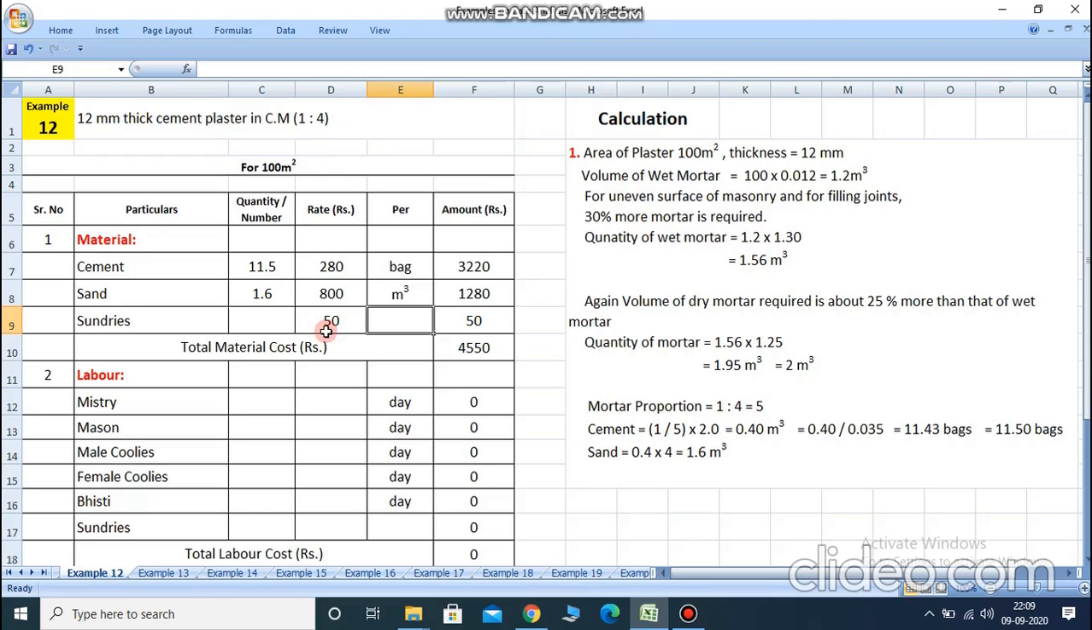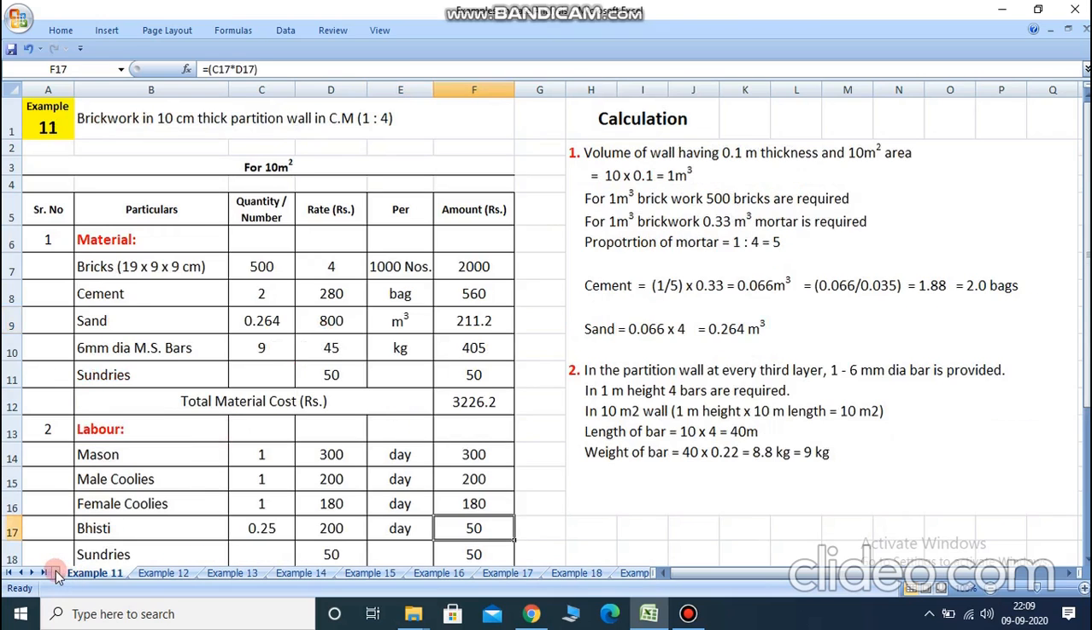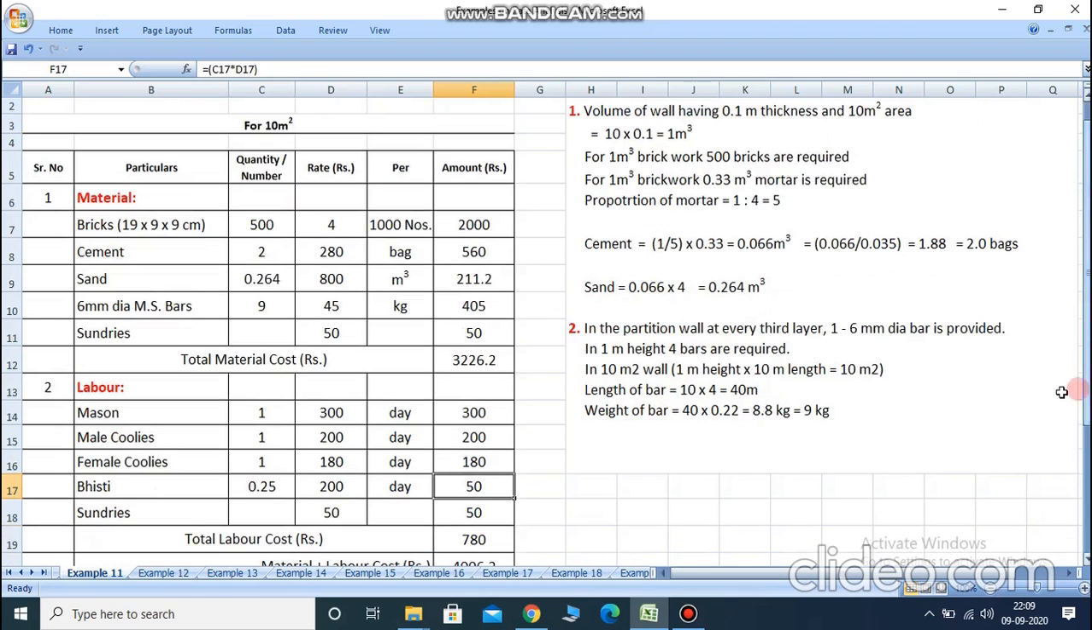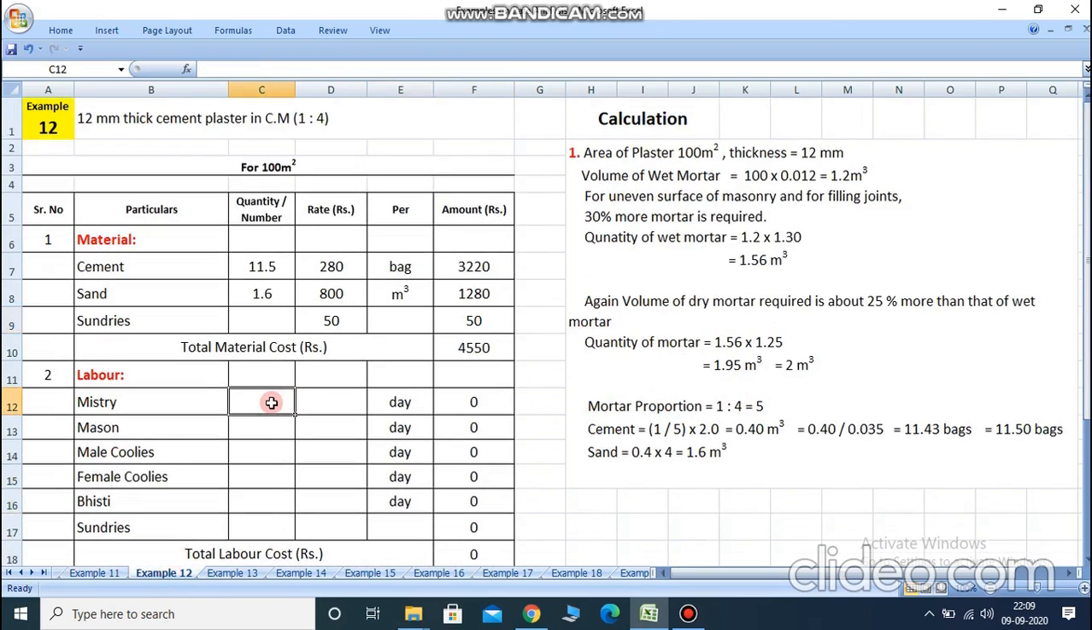Now to complete the 12 mm thick plaster work, the same as for 10 mm thick plaster work, the same mason, male pulley, female pulley, and mistri, all these are required. The same quantity of labor is required here. So one mistri is required, one mason is required, one male pulley is required, one female pulley is required, and 0.5 bistri is required. So same as above.